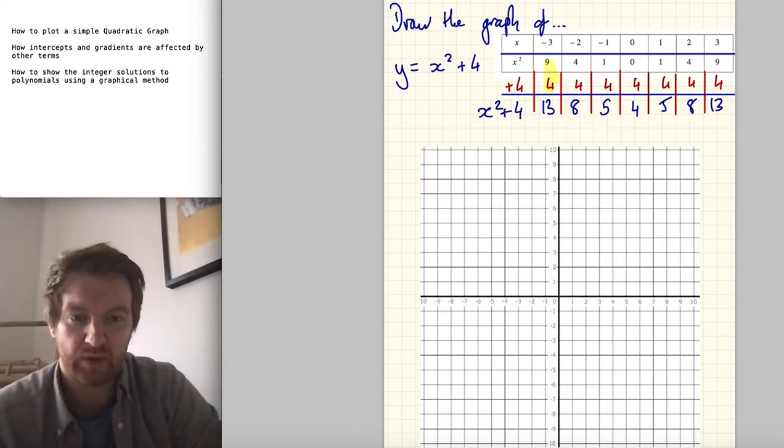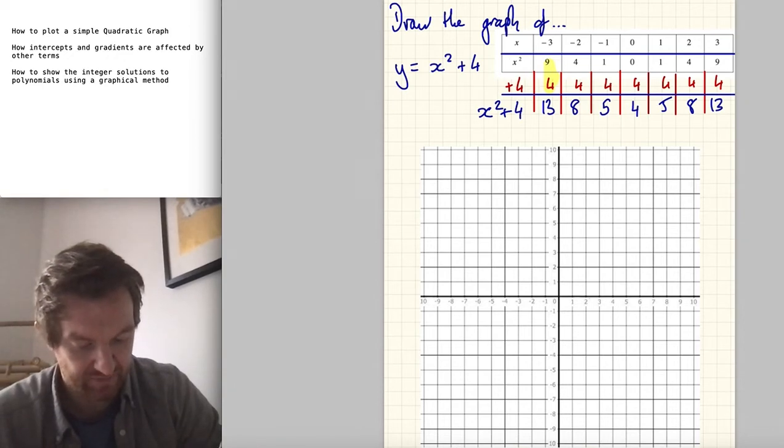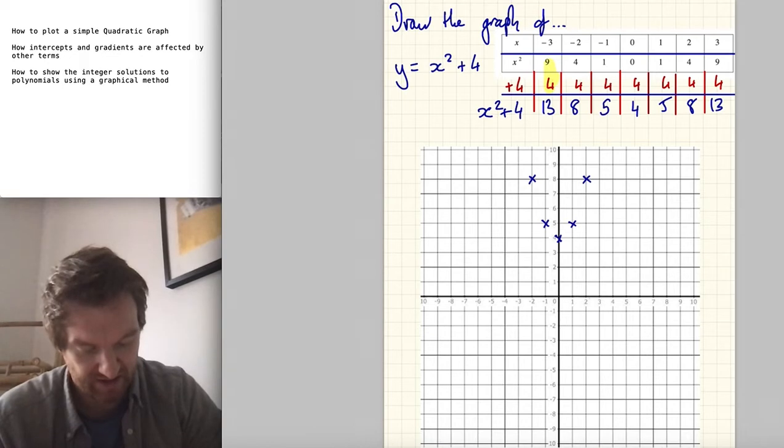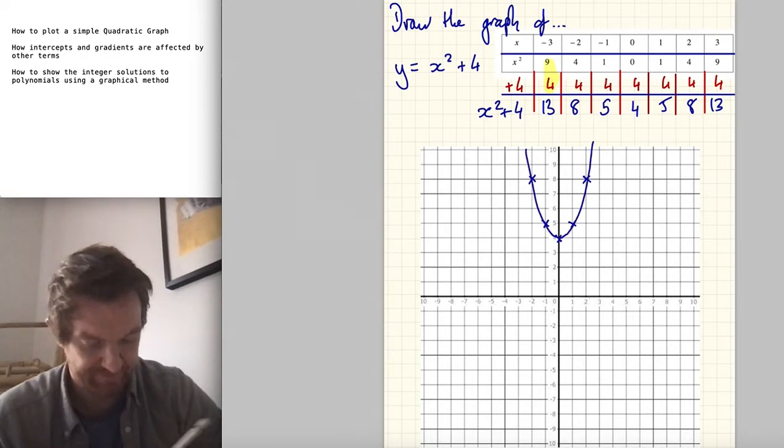Now again, I can plot those points. Obviously negative 3, 13 won't fit on my graph, but negative 2, 8 will. My scale's probably not the best, but we'll talk about that more in a second. Crosses at 4, 5, and 8. And again, I can kind of join them together in a nice, neat parabola.